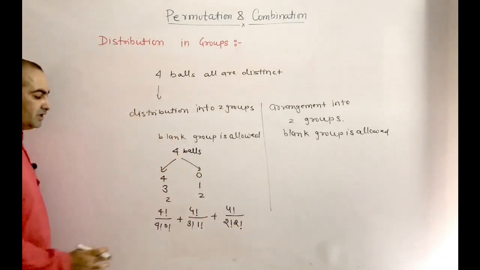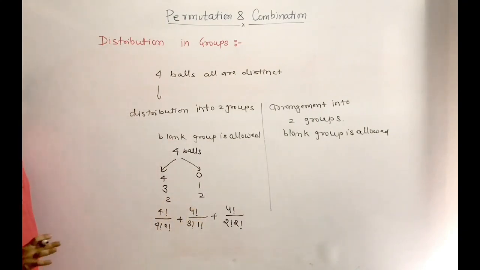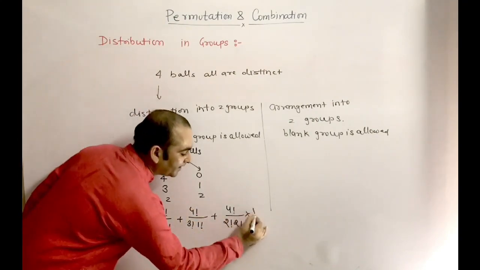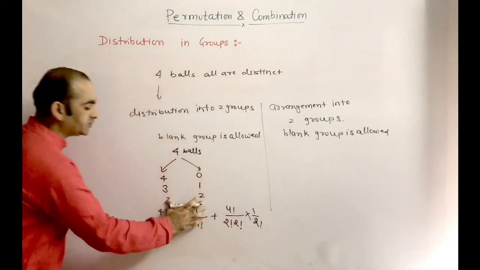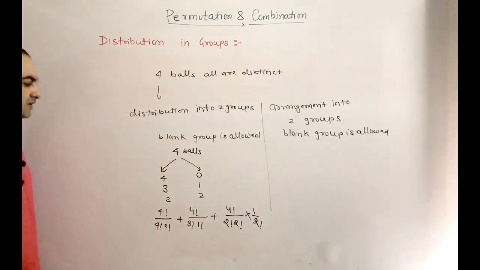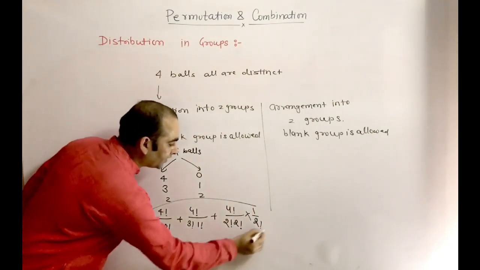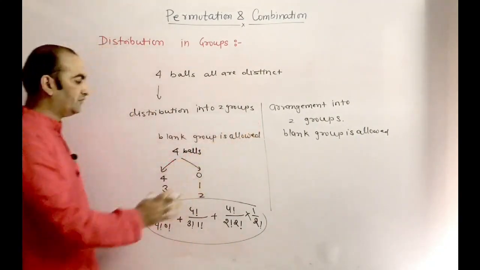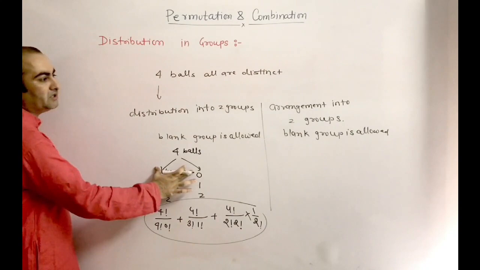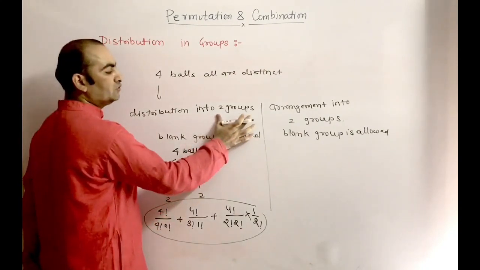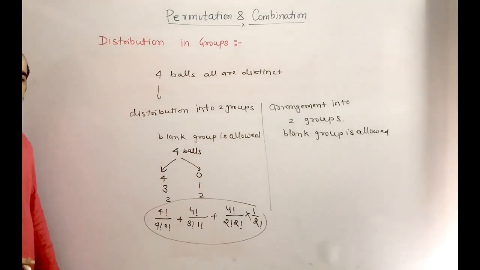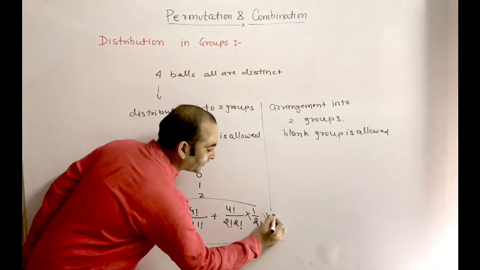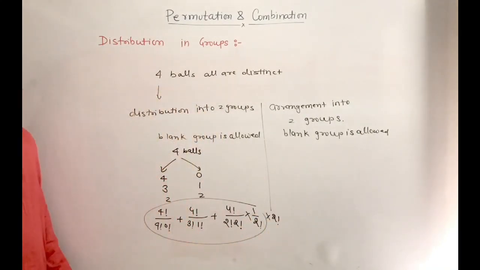Now in this one, these two groups are the same size, so we have to multiply here 1 by 2 factorial because these two groups are same size. So this is grouping. Okay, now these two groups we have to distribute among two groups. So first you are dividing into two parts. Now these two parts we have to distribute among two groups. So in how many ways? That is 2 factorial. So into 2 factorial, that is distribution.